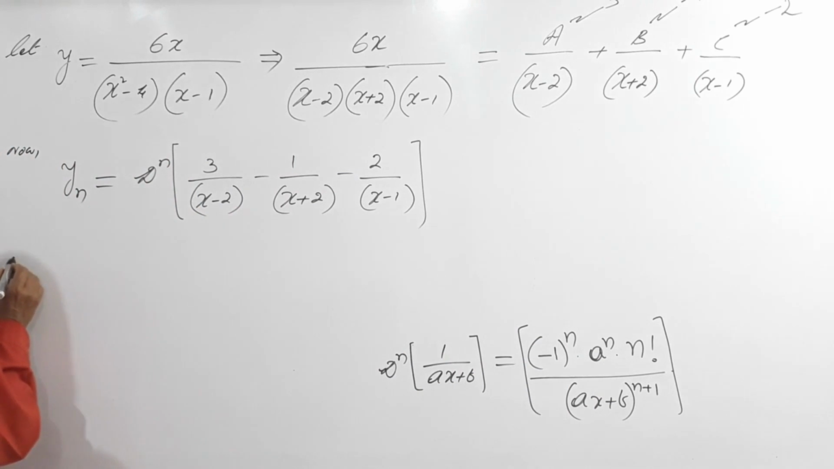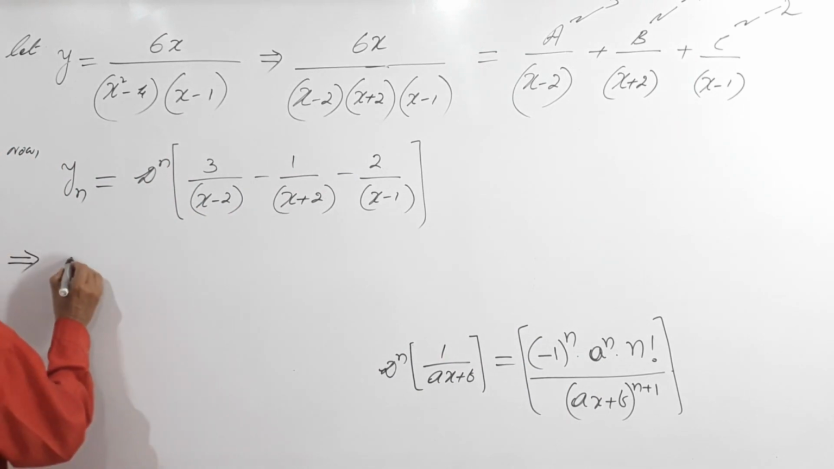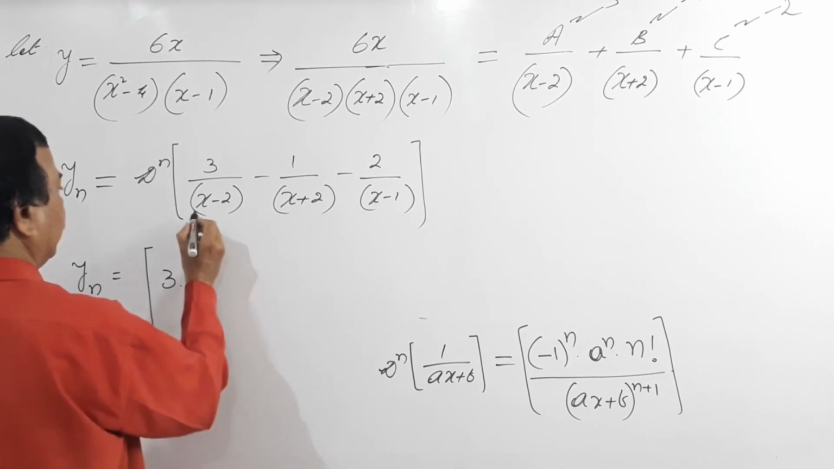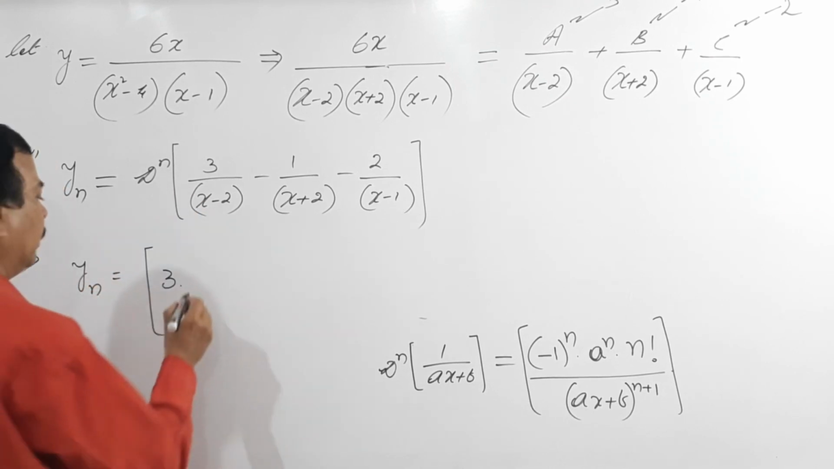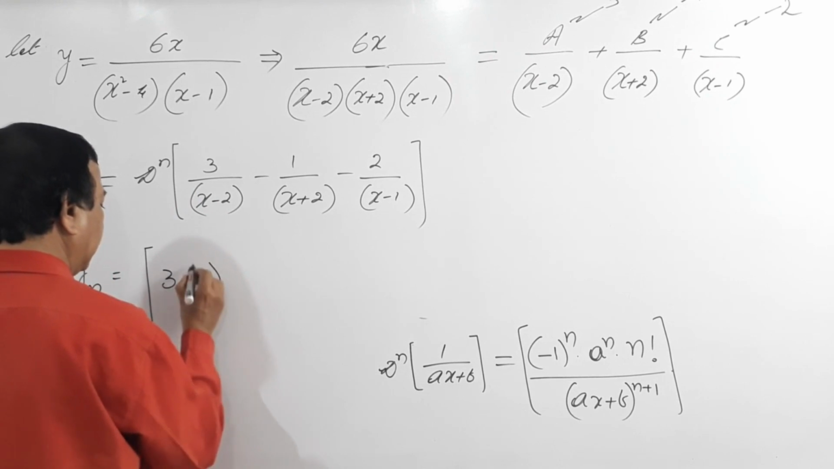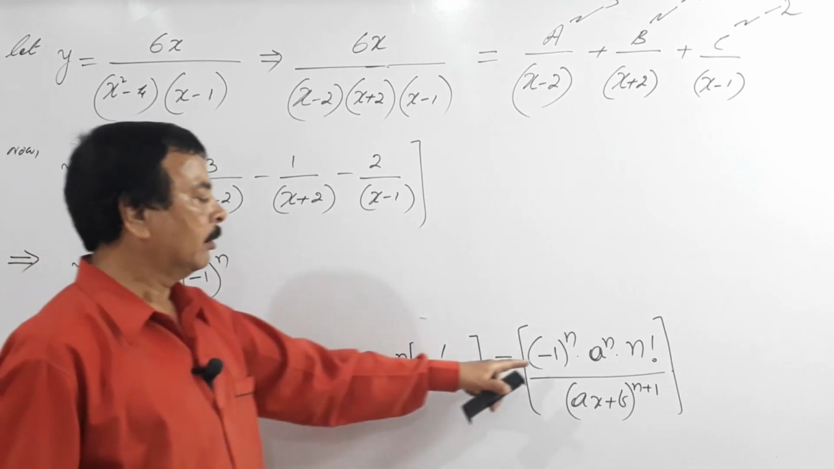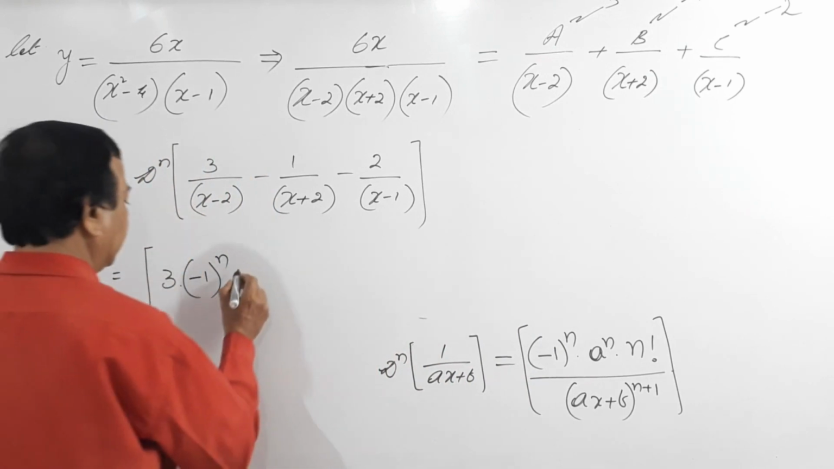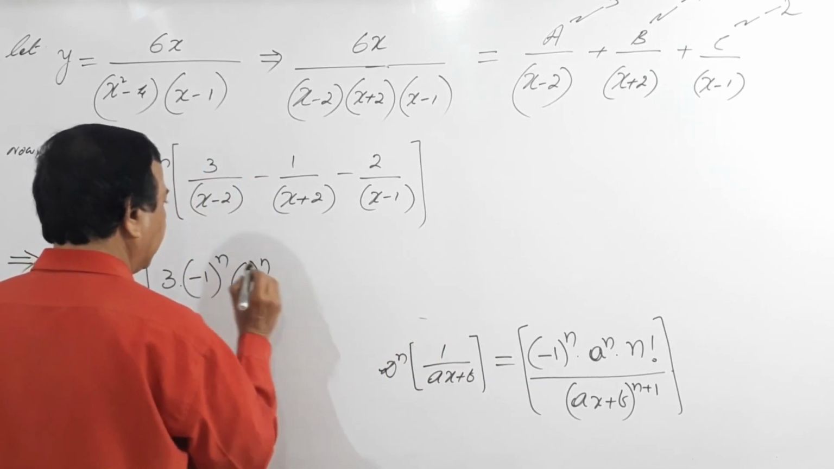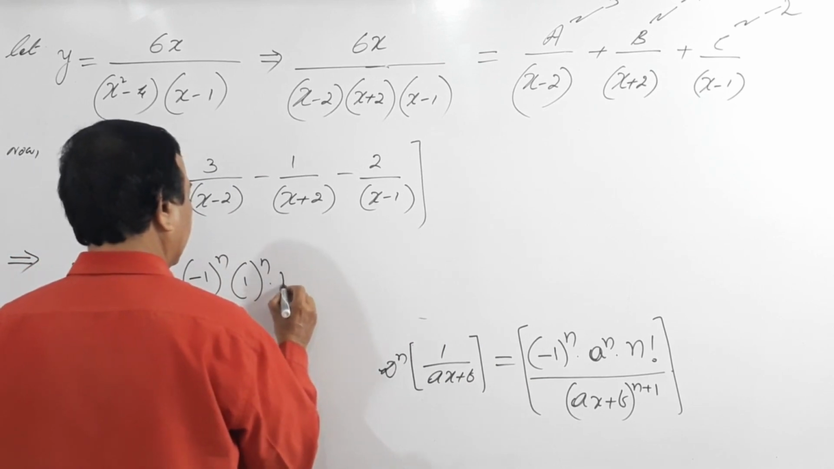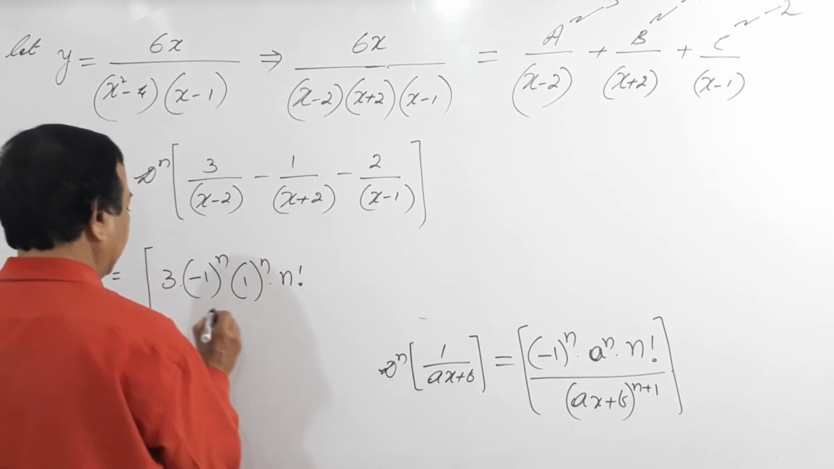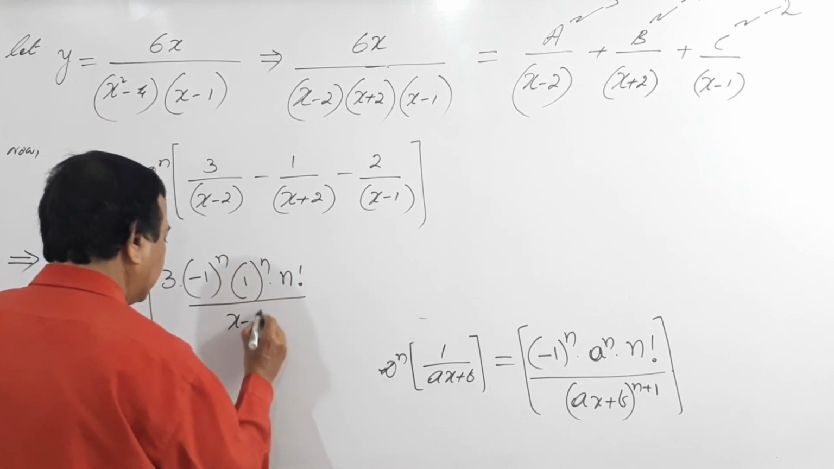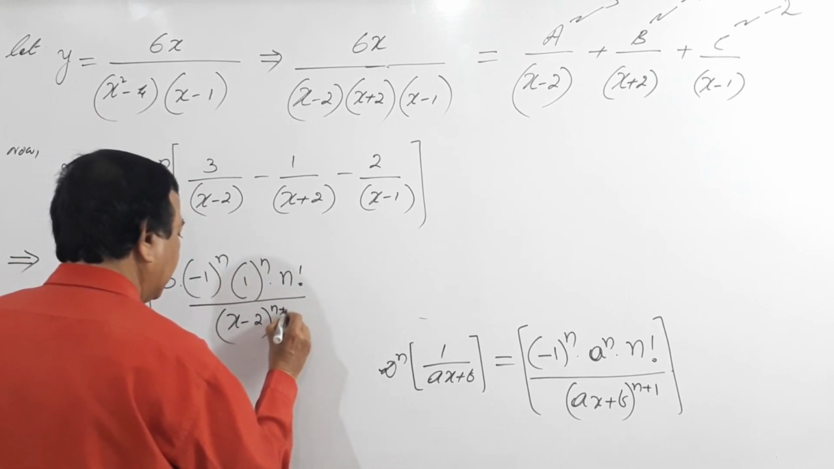So that means what? I'll show you. This is nothing but 3 into the coefficient of x, which is 1. So this will be minus 1. This formula is minus 1 to the power of n, as it is always. Now the coefficient of x is 1, that is 1 to the power of n into n factorial divided by (x minus 2) to the power of n plus 1.